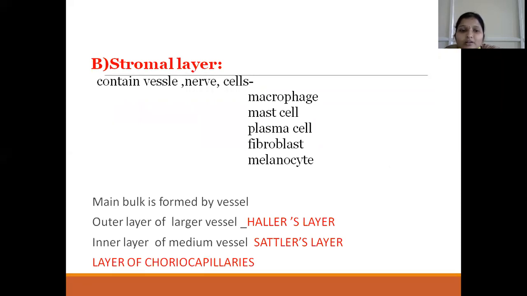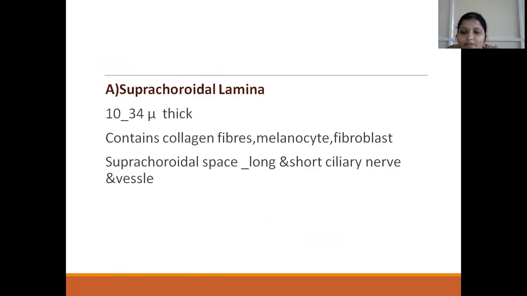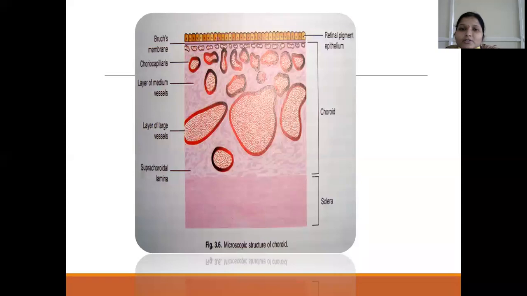As in other tissues like the iris and ciliary body, here also it contains vessels and cells as well as nerves. So what are the various cells present in the choroid? Macrophages, mast cells, fibroblasts, plasma cells, and melanocytes. The main bulk of the stroma is formed by vessels. They are arranged in 3 layers. The outermost layer is larger vessels, called Haller's layer. The middle layer is medium vessels, called Sattler's layer. And the innermost layer is the choriocapillaries.